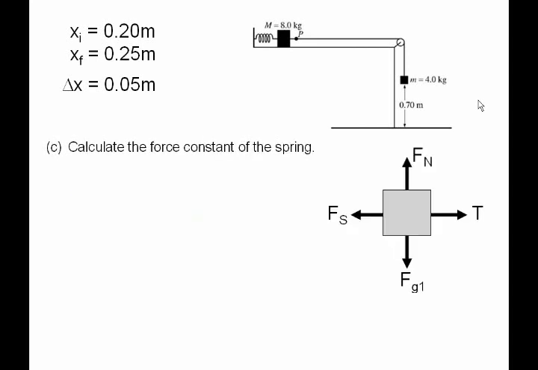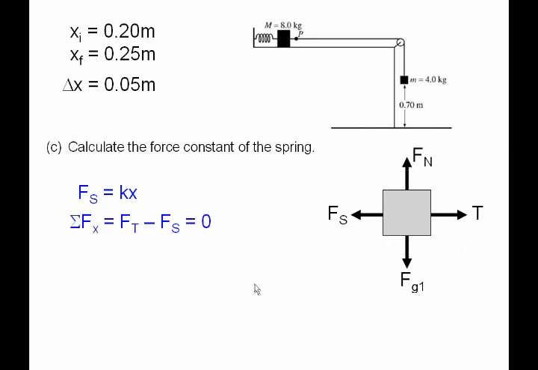Part C, calculate the force constant of the spring. The force constant is the k, so that comes from the spring formula. This was a Hooke's Law lab. The spring constant is k that we're looking for, so we need the force of the spring divided by the x to get our k. Looking at this diagram, we know that that force of the spring is balanced with the tension that we just figured out in Part B.